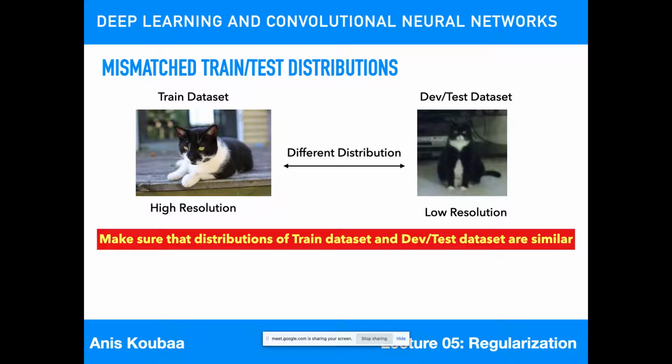Some people don't care about these small tips and they will end up building models that cannot generalize easily. But of course, imagine that you are developing a deep learning model and at the end you are going to use only high resolution images.